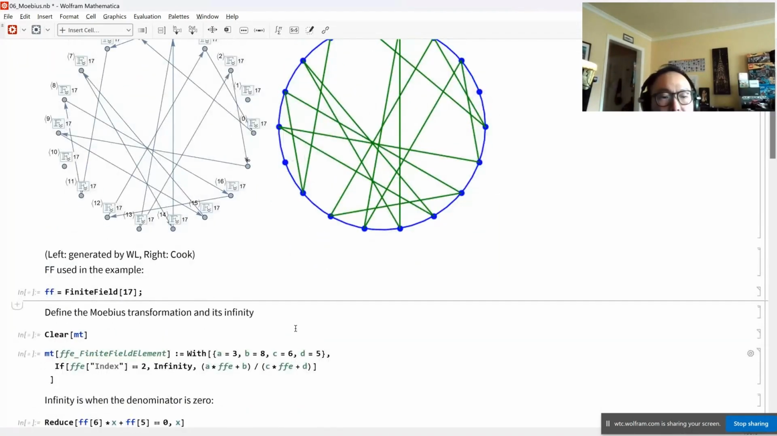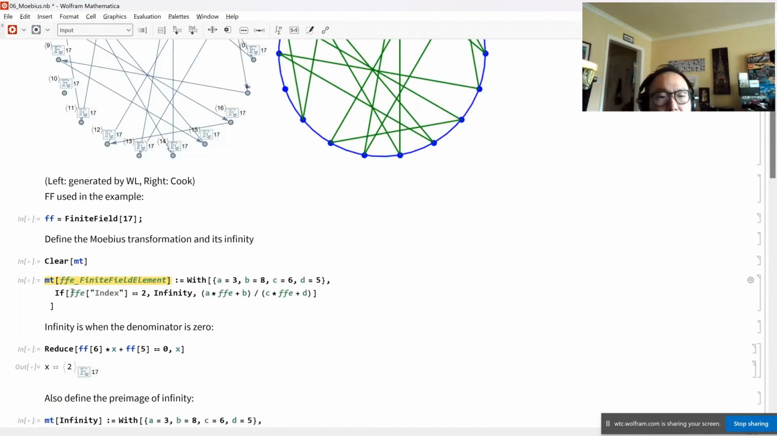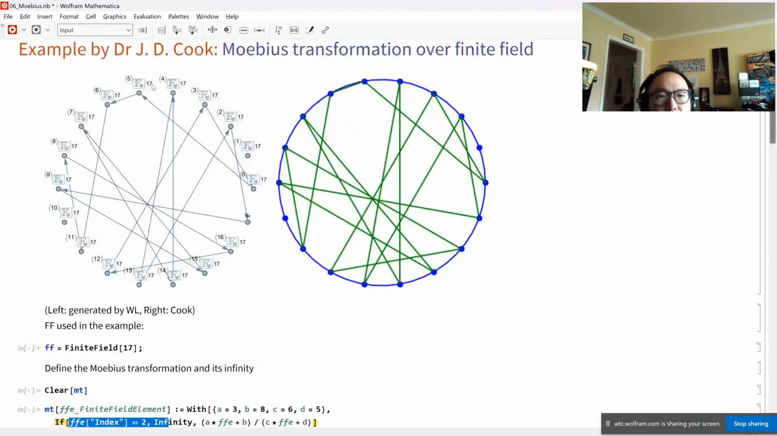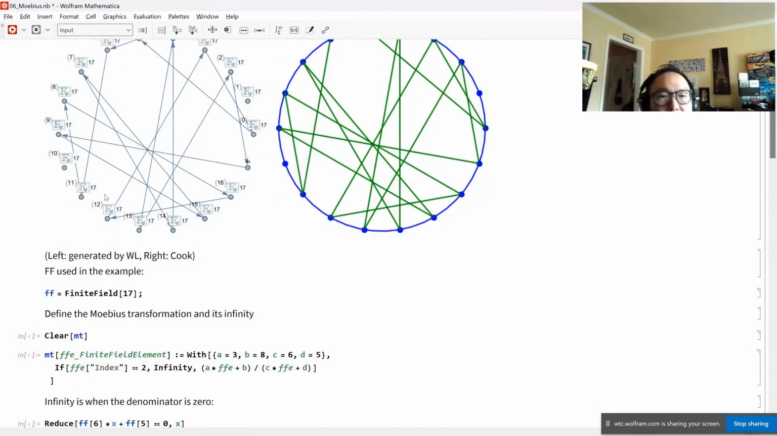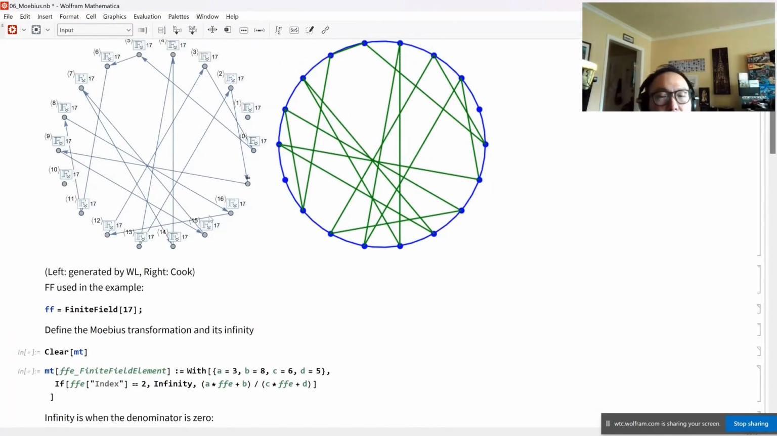First I convert the number z. Usually you can put a complex number here, but here into a finite field element. You just put a number and wrap it around as a finite field element. You can put something like 2 here. Once you have that, everything is labeled in the ordinary natural number sequence.